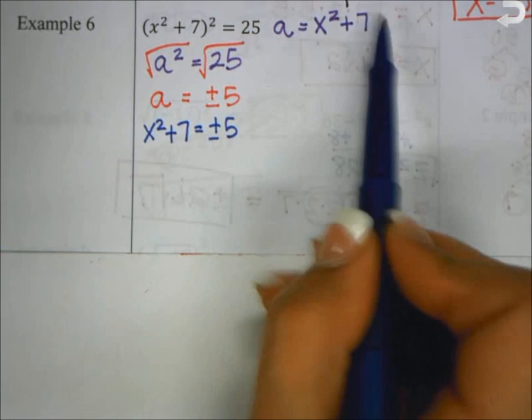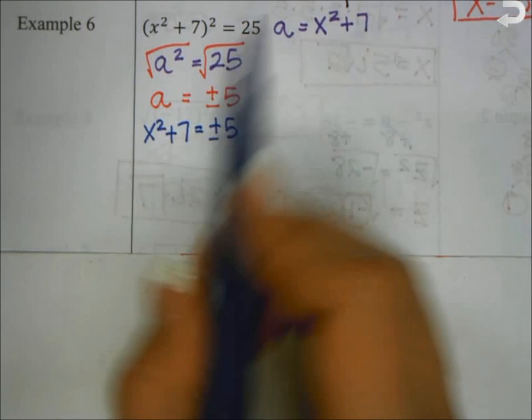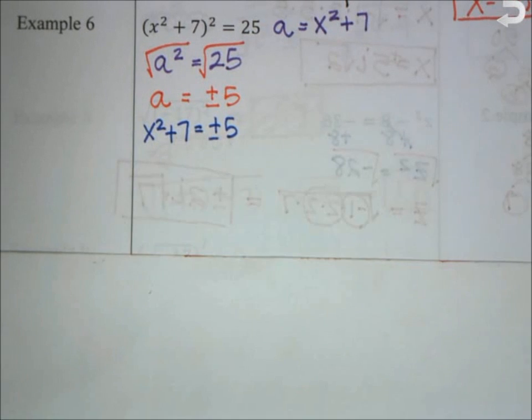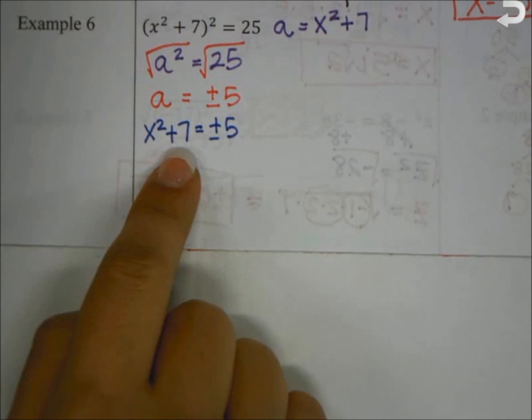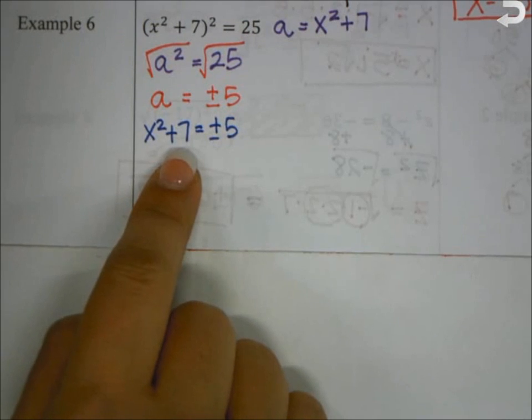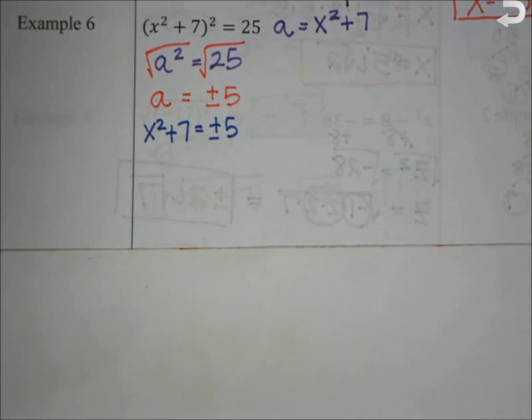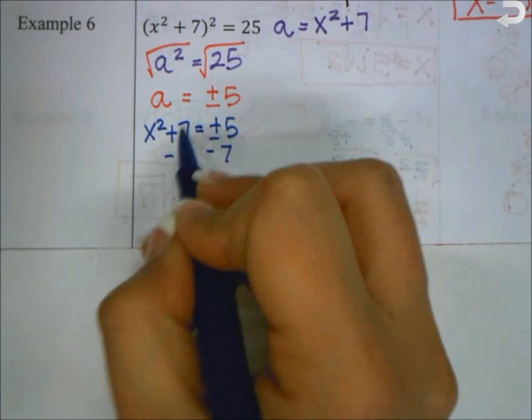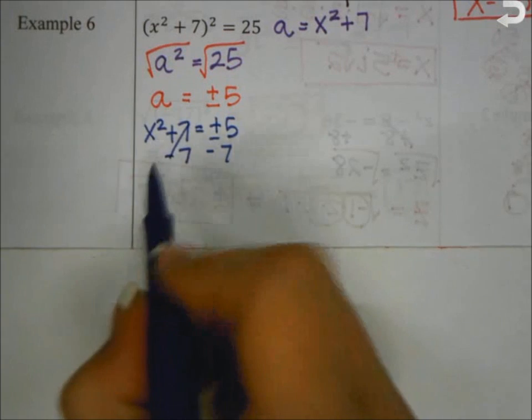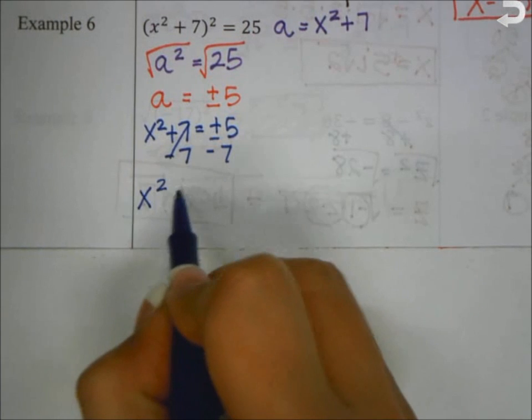Now this one off the bat looks like it's going to be a little bit easier for us, right? Okay, so what do I want to do here? Right, I want to subtract 7 from both sides. So I'm actually going to have two answers here. X squared equals negative 7 plus 5. And X squared equals negative 7 minus 5.